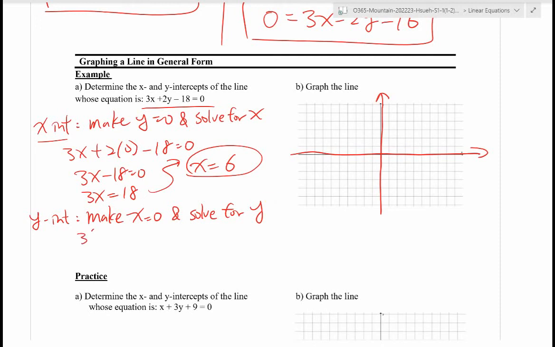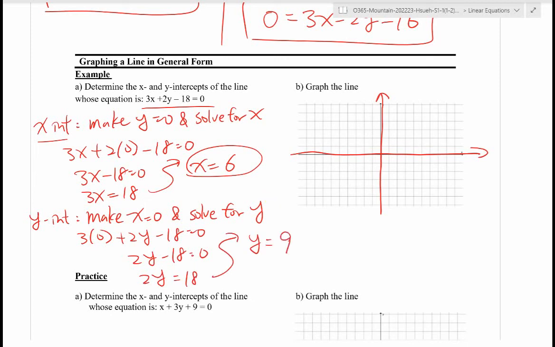So if you do that, you go 3 times 0 plus 2y minus 18 equal to 0. 3 times 0 is just 0, so you have 2y minus 18 equal to 0. Move 18 to the right, you get 2y equals 18. Divide both sides by 2, you get y equals 9. So we have an x-intercept of 6, so 1, 2, 3, 4, 5, 6, and a y-intercept of 9.